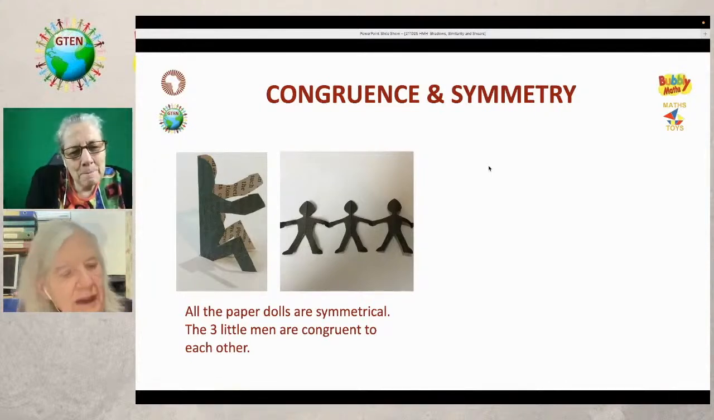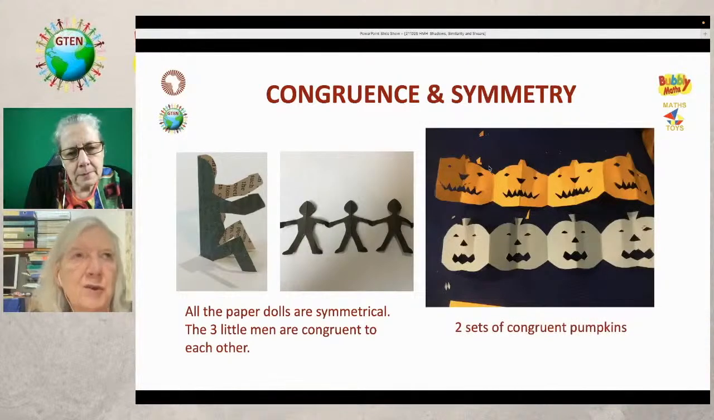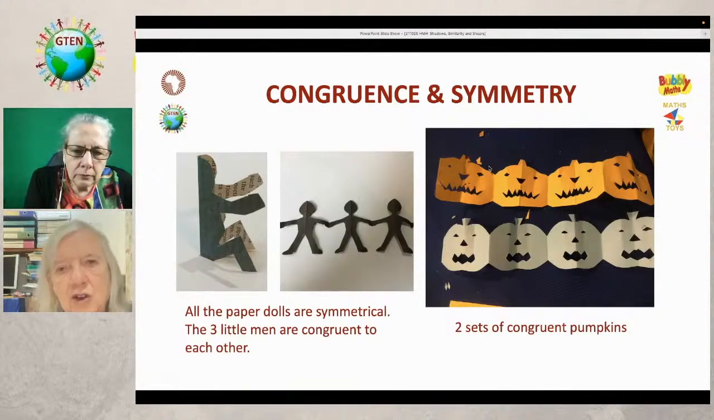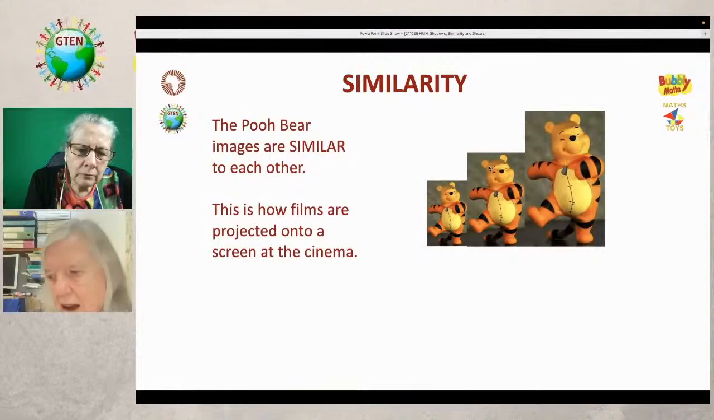So, playing games like that aside, symmetry is a very important concept in mathematics, which we begin to learn about in school, as is congruence. And here you see we're back to Halloween. Because these were all cut out at the same time, the orange pumpkin faces are all the same as each other, and the grey pumpkin faces are all the same. So they are congruent. Now then, the next idea is to look at similarity.